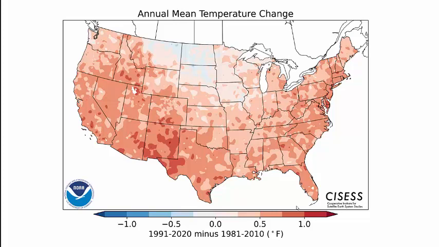Here's a graphic showing the annual mean temperature change with the new set of normals. Most of the country is painted in this orange shade, which shows that it trended warmer, except for the northern plains and upper Midwest, where it actually stayed about the same or trended a little cooler in some locations.